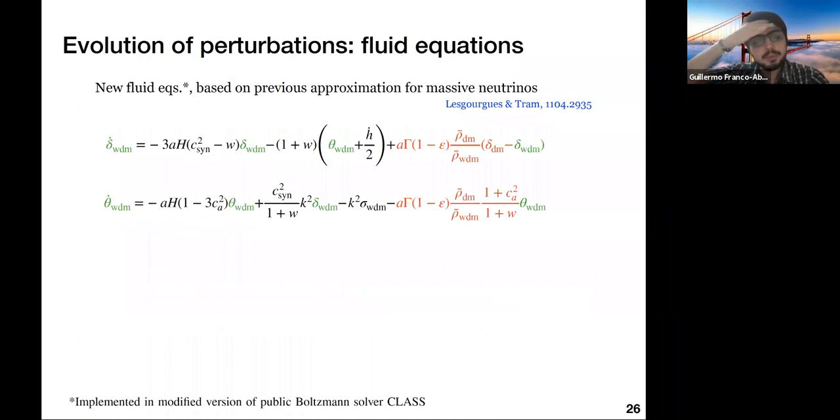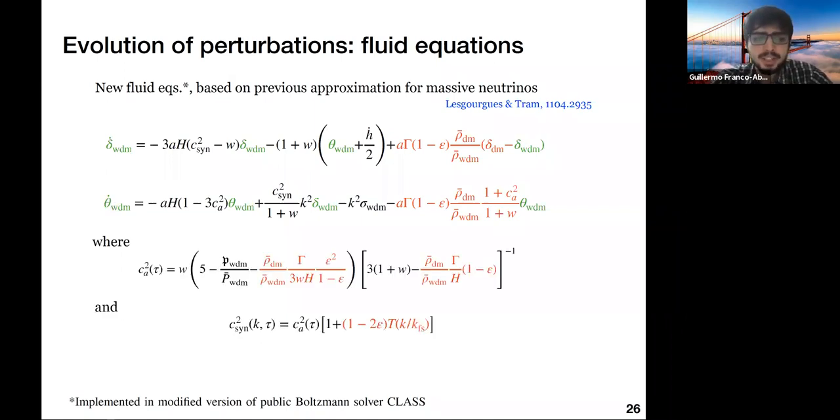So in order to solve this issue, I devised a new set of fluid equations to describe the perturbations of this warm dark matter, which are based on a previous approximation for massive neutrinos. These are the equations that I derived, and which give the evolution for the overdensity and the energy flux of the warm dark matter. And they also involve two different sound speeds, whose expression I'm giving here.